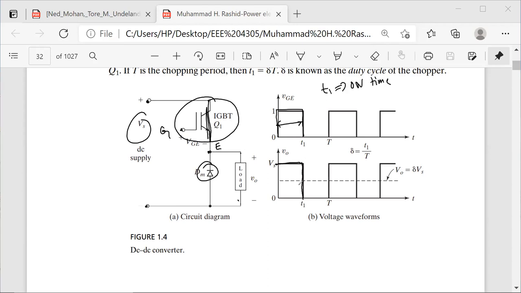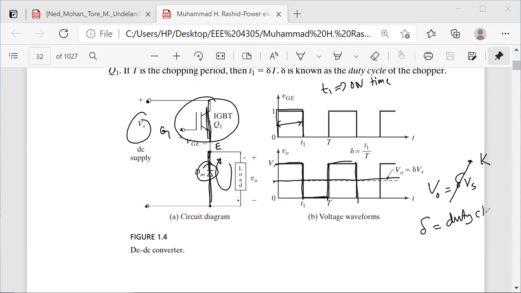And then when the switch opens, the current should flow through this diode, and if this diode is conducting, this is a short circuit, so the voltage will be 0. So you will get a voltage like this. This is the chopped voltage, and finally the average value of this output voltage will be like this, and this V0 will be delta VS. Delta is nothing but, in your book, K, the duty cycle.